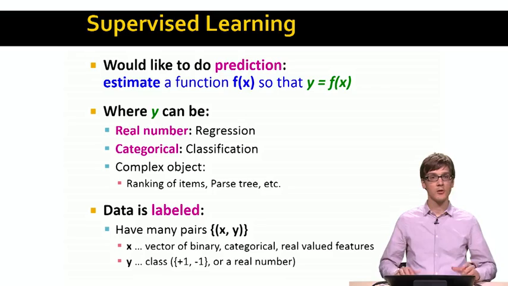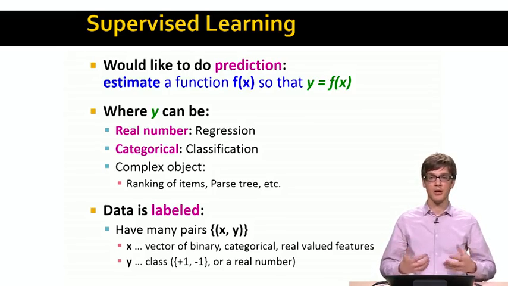We call this whole thing supervised learning because we think of our data as labeled. We are getting a set of many pairs x and y, where x is the data that we are getting, and y is the variable or the class that we want to predict. So we can think of x as a vector of binary, categorical, or real valued features, and y as the class, let's say +1, -1, or a real number if we are working with regression. So x is a set of features representing our data point, and y is the property of the data point we want to predict.